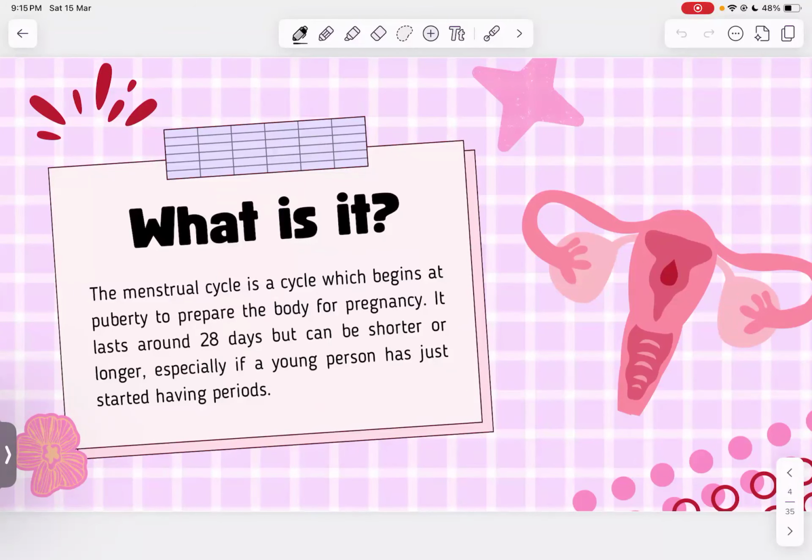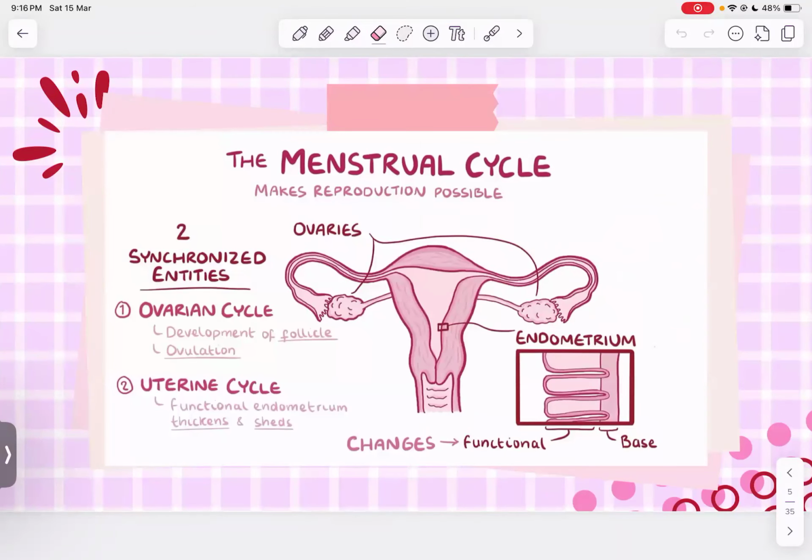So first of all, what is the menstrual cycle? It's a cycle that begins at puberty, when a female hits puberty, and its sole function is to prepare the body for a pregnancy. If not a pregnancy, menses, or menstruation, or bleed, or period, it has so many names, right? Usually it lasts around 28 days. However, it can be shorter, it can be longer. Generally it differs from one person to another. And as we said, its sole reason is to make reproduction possible.